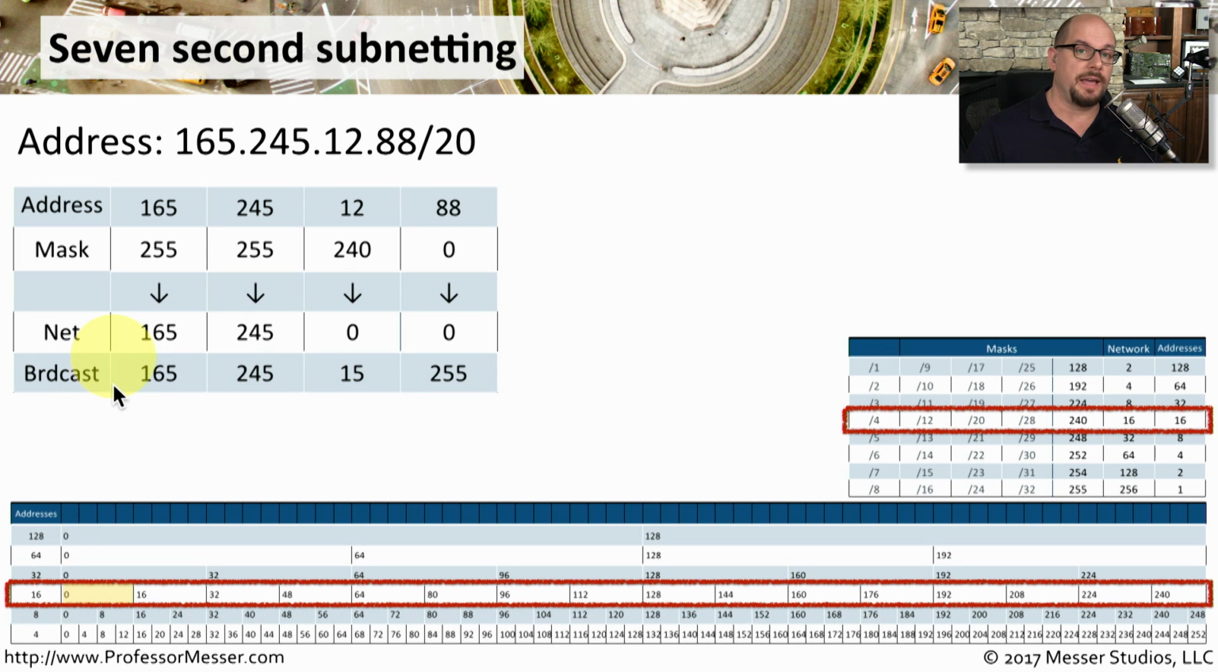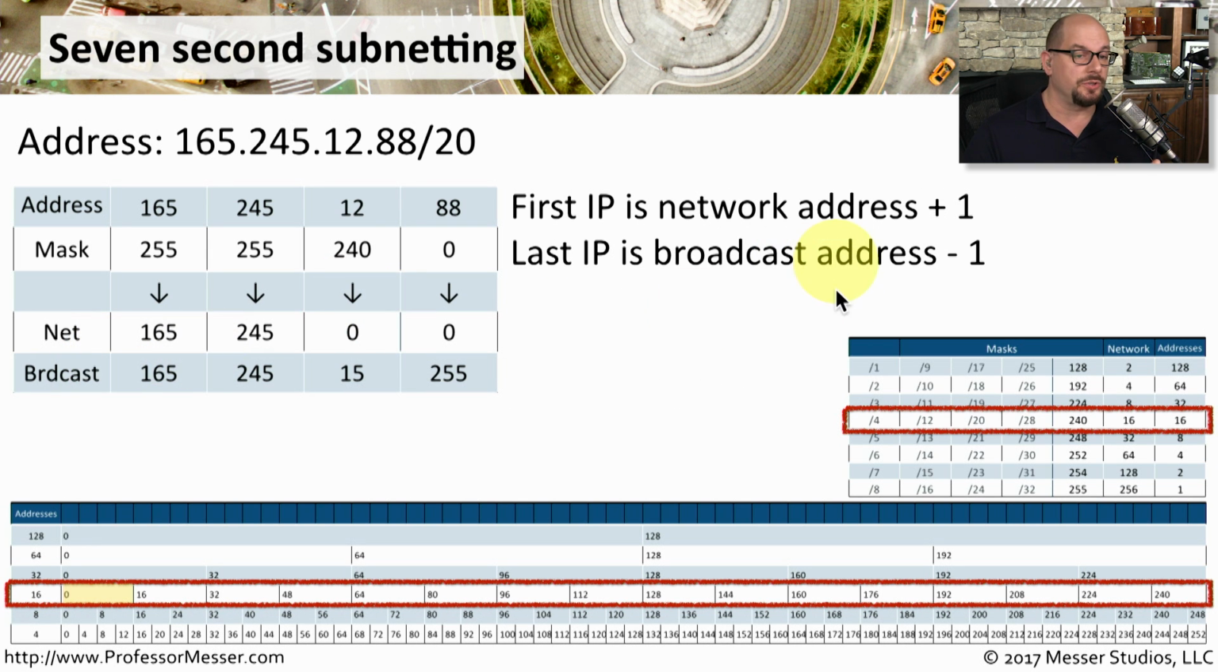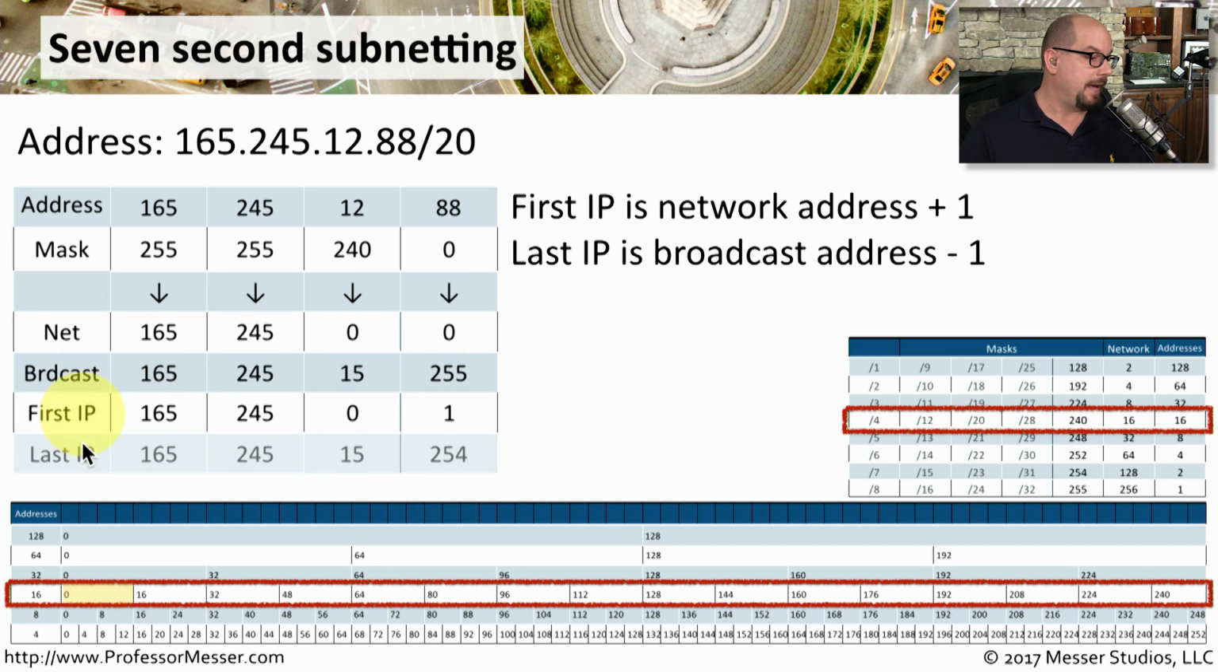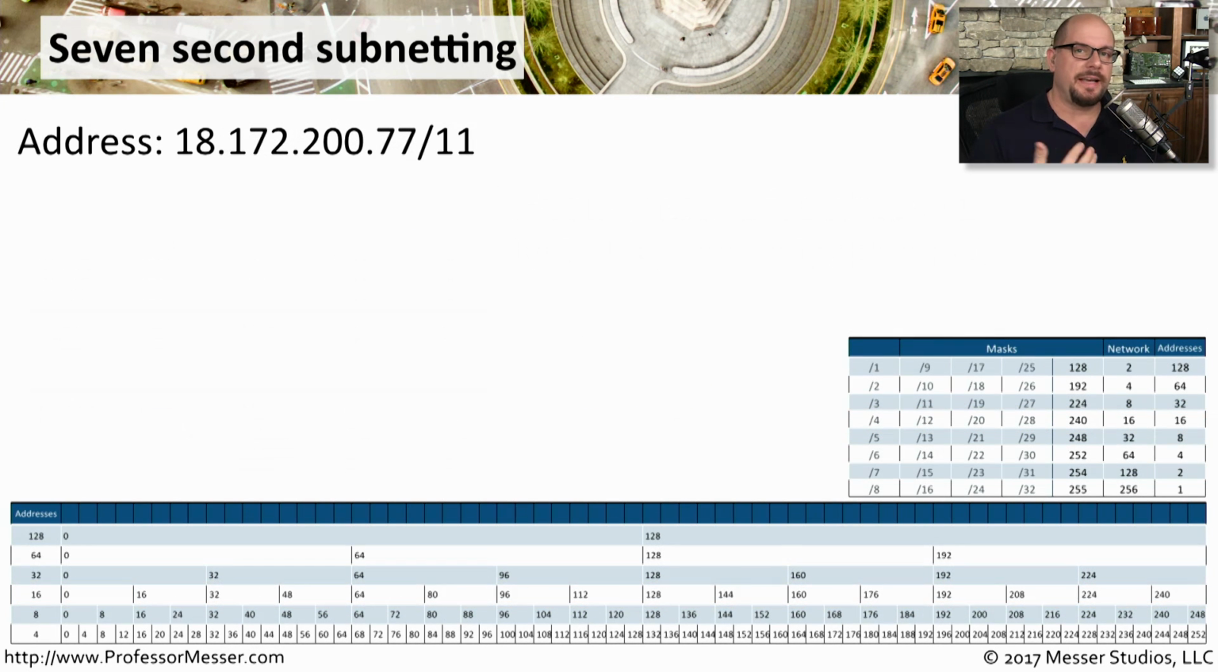From here, of course, to calculate the first usable IP and the last usable IP, we're simply adding 1 and subtracting 1, which makes our first IP 165.245.0.1, and the last IP is 165.245.15.254. You can start to see how fast you may be able to make this work once you become accustomed to knowing where to look in the charts and where to find the information that you're looking for.